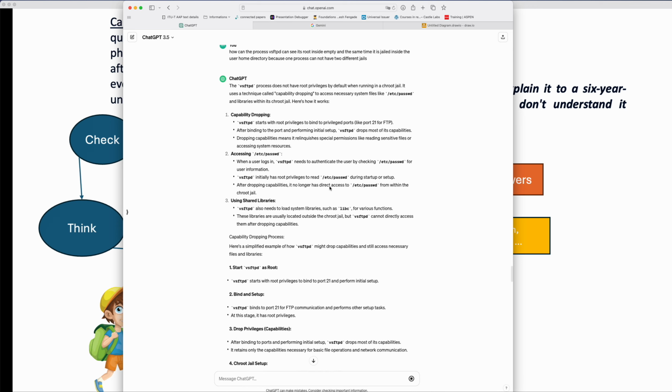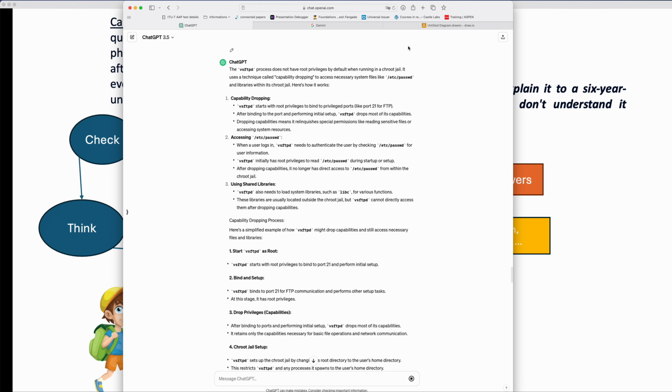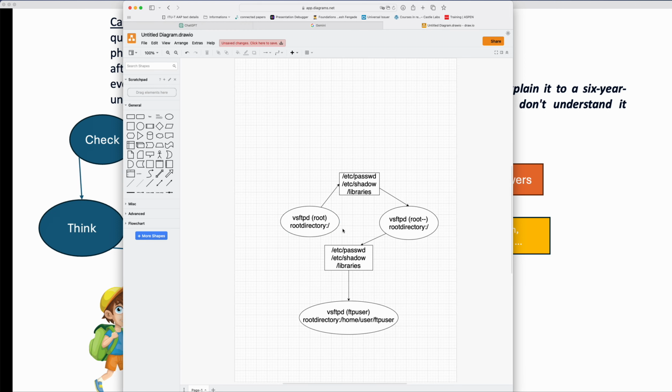Okay, so now I have a better understanding of what's going on. And then I made this drawing based on this interaction that I had with the tool. And of course, after having checked all this information using different methods, I say, okay, so the FTP server started as root. Its root directory was the normal root of the operating system. It loaded that information into memory, and then it dropped some capabilities, but it's still able to access those sensitive files in the memory.